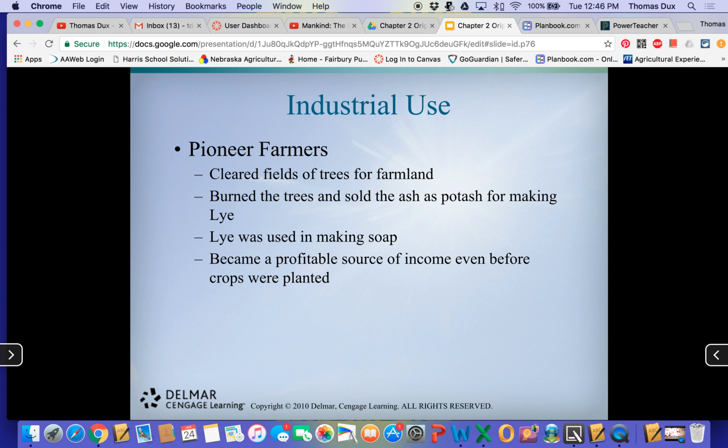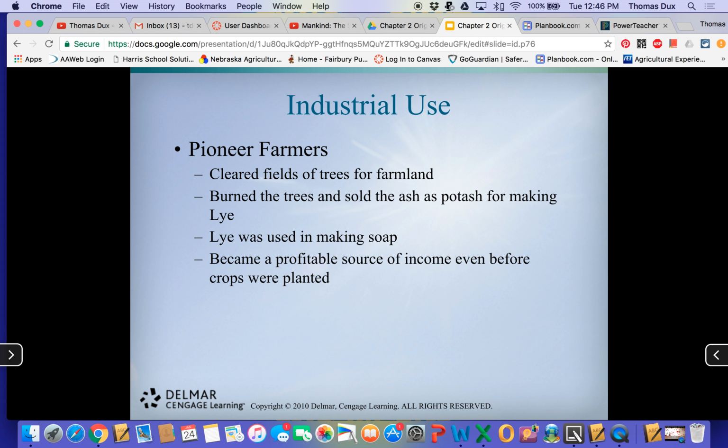Lye then was used for making soap. Has anybody ever actually made their own soap before? Have you ever been to Rock Creek Trail Days or something like that? We made candles when we went there. Okay. Candle making, but a lot of pioneer families also made their own soap.